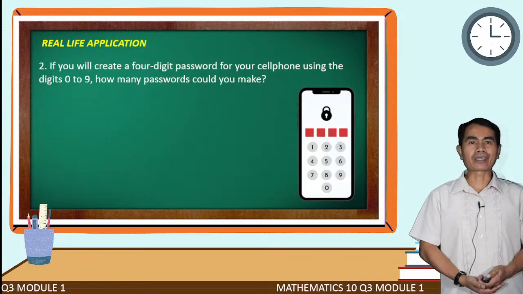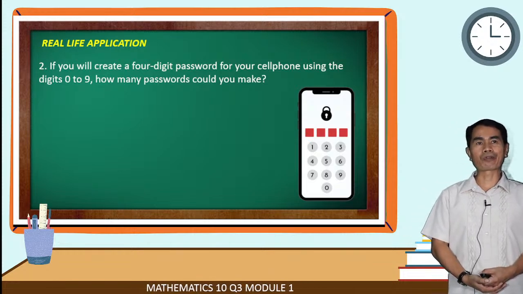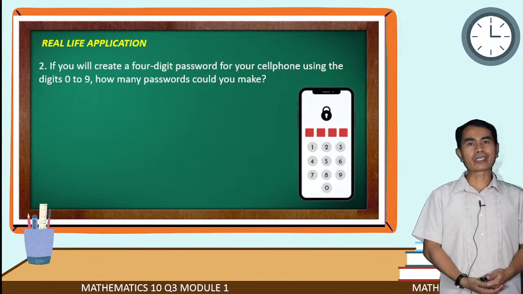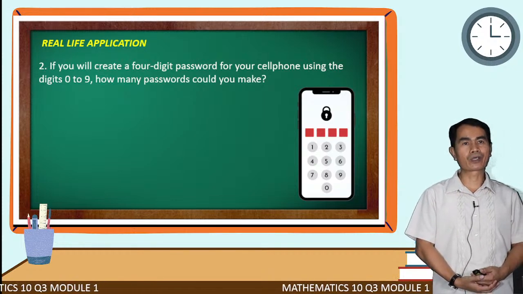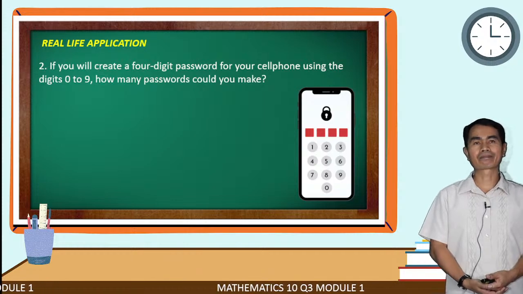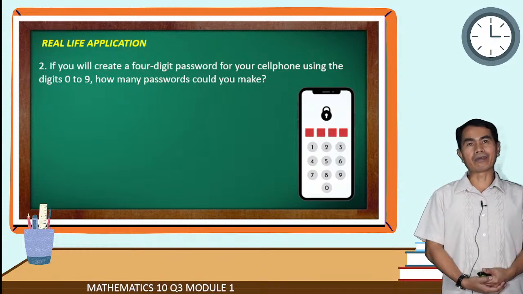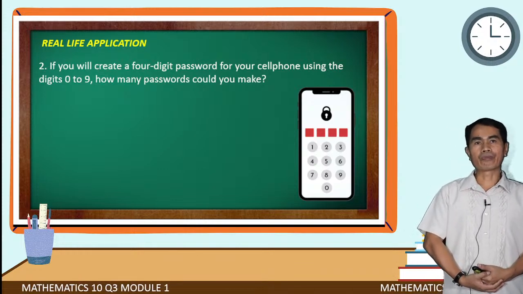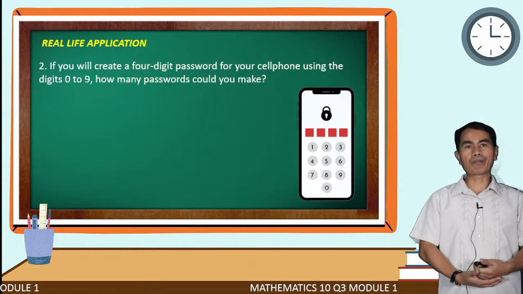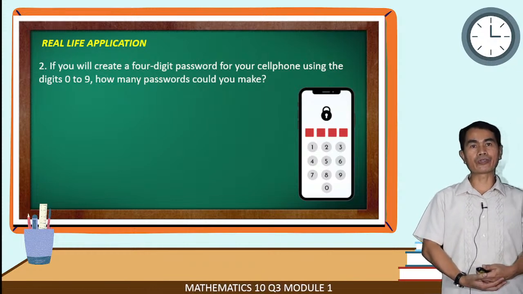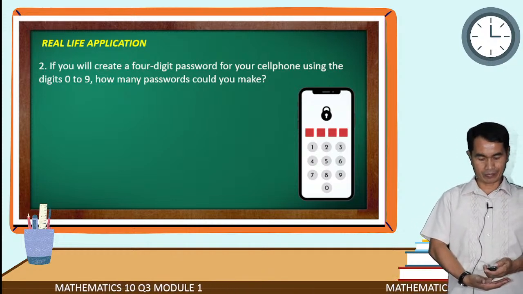Okay, next. If you will create a 4-digit password for your cell phone using the digits 0 to 9, how many passwords could you make? Okay, it is silent. It does not mention whether there are repetitions or not. But in creating passwords, we can repeat the digit. Actually, repetition is allowed. So there are 10 digits to choose from.